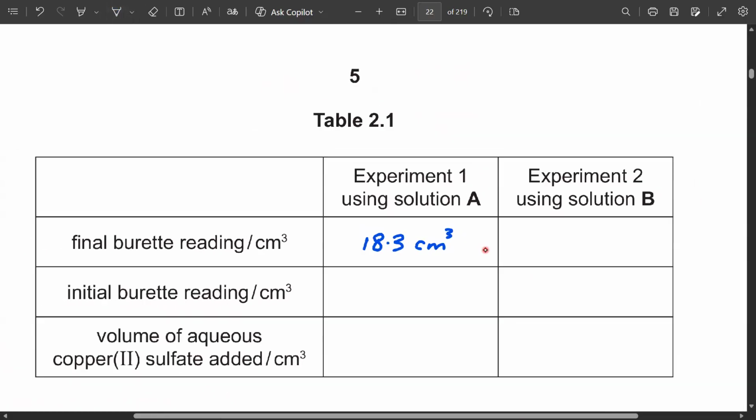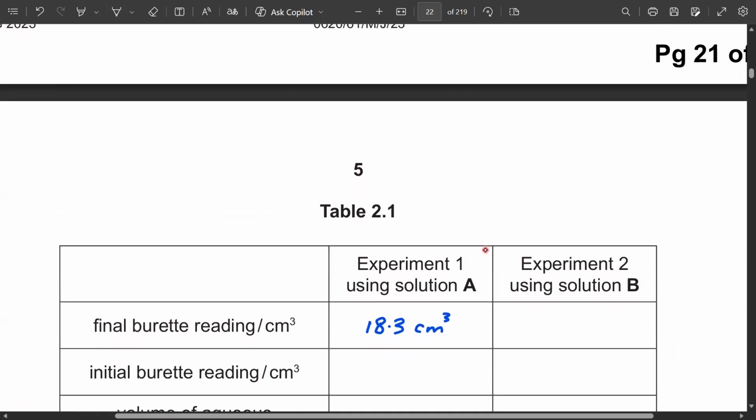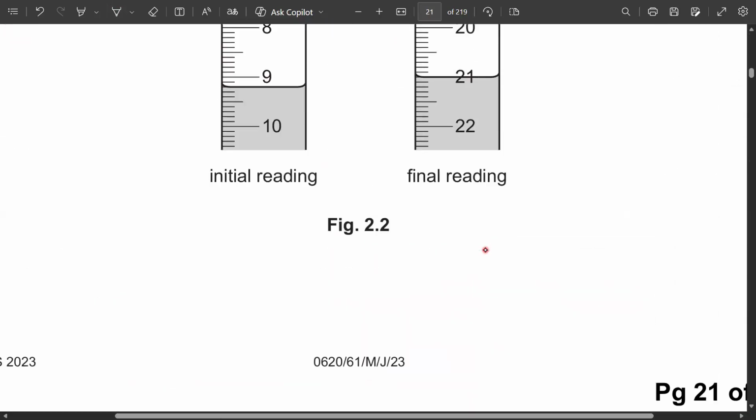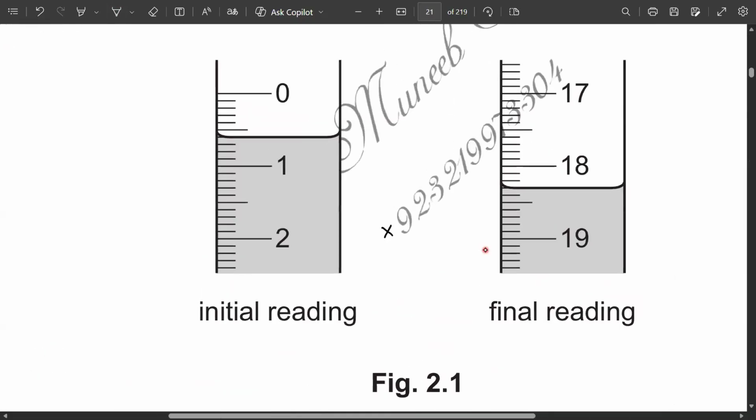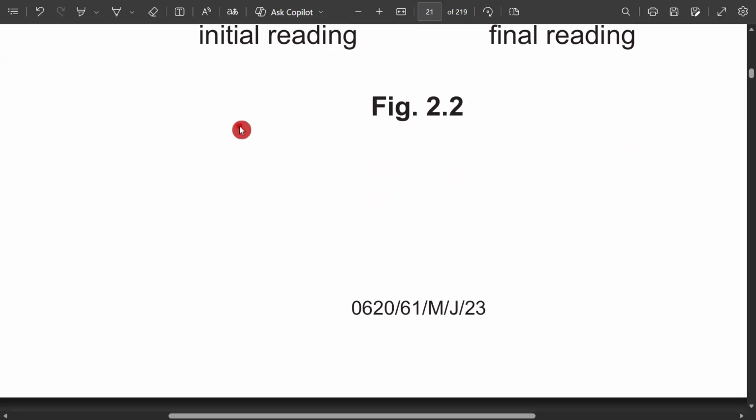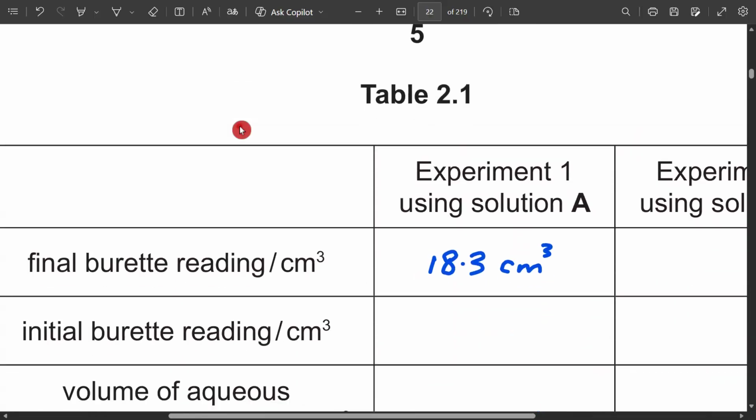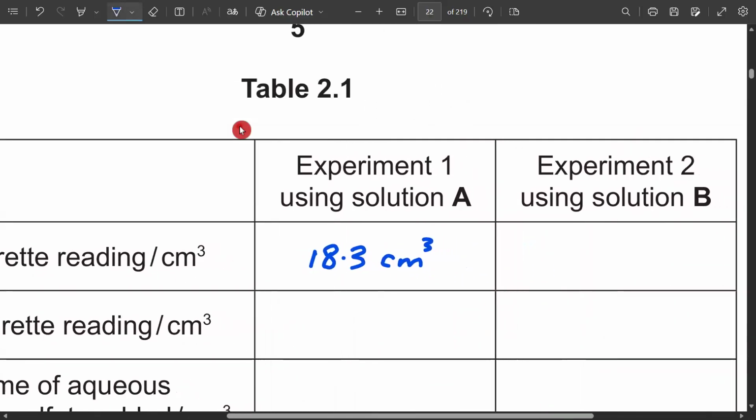And then the initial burette reading of experiment 1. Let's check it. So we can see this is 1, 2, 3, 4, 5, 6. So 0.6 cm cube. Oh, sorry, not there, over here. It is 0.6 cm cube.